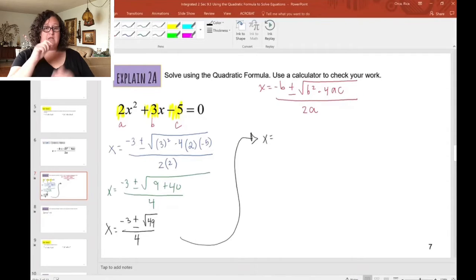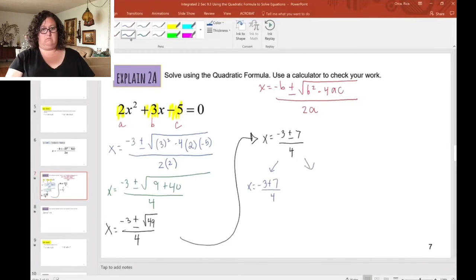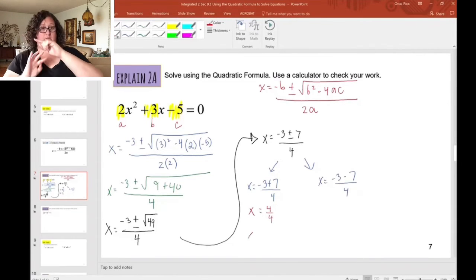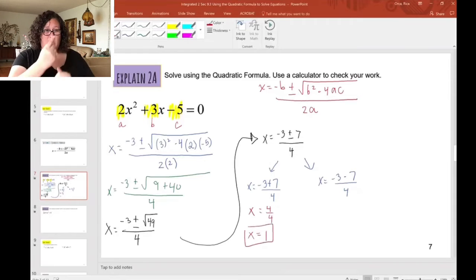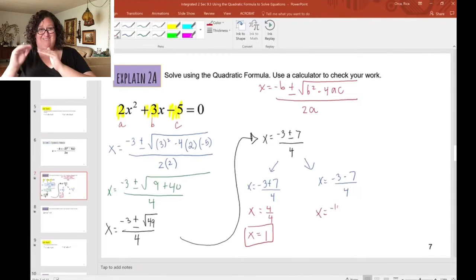X equals negative 3 plus or minus the square root of 49 is 7, all over 4. Now we need to split this up. So we have x equals negative 3 plus 7 over 4. And we also have x equals negative 3 minus 7 over 4. Negative 3 plus 7 is 4 over 4. And 4 over 4 is 1. X equals 1. In our second solution, we have x equals negative 3 minus 7 is negative 10 over 4.